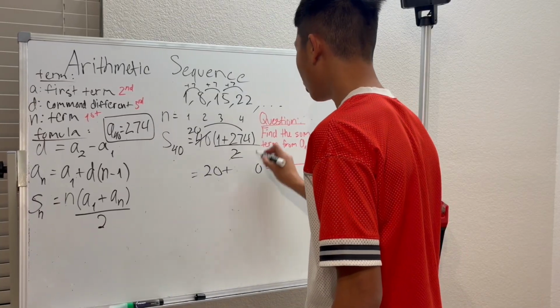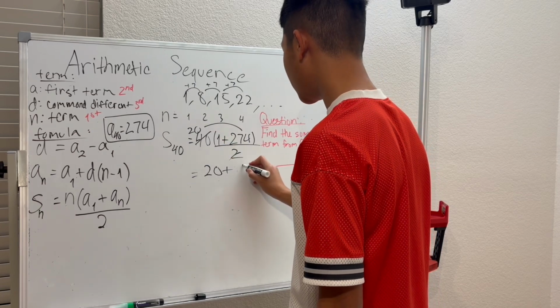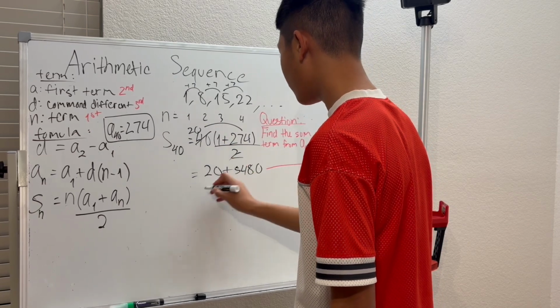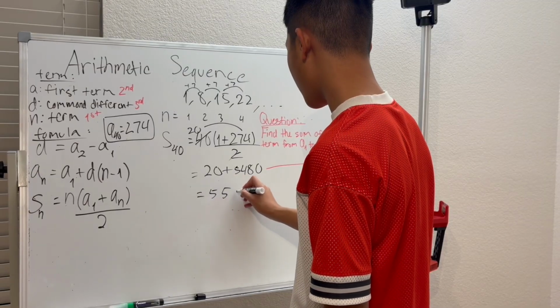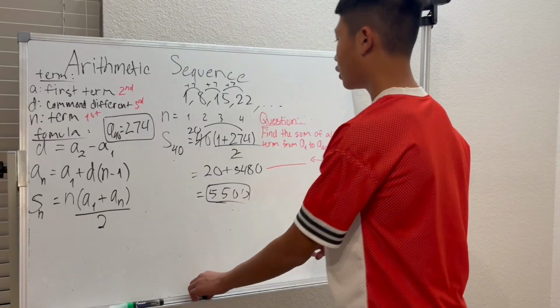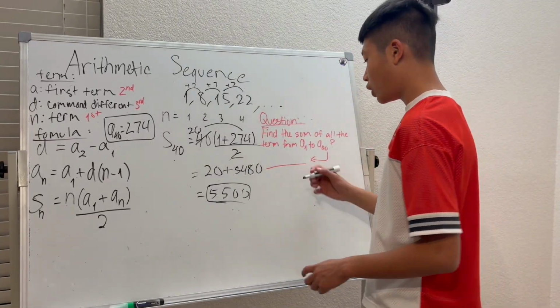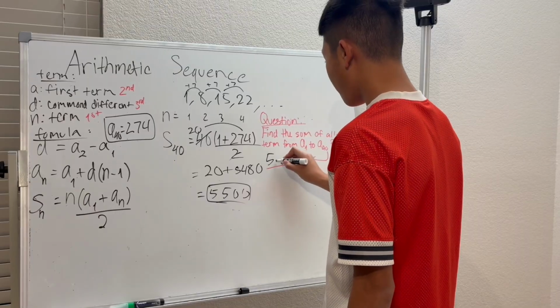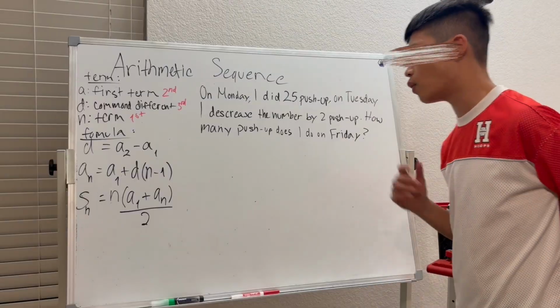First you add a 0 to it. 2 times 7 is 14, plus 1, so you get 5. So this is 5,500. That's it. The sum of all of these is 5,500.